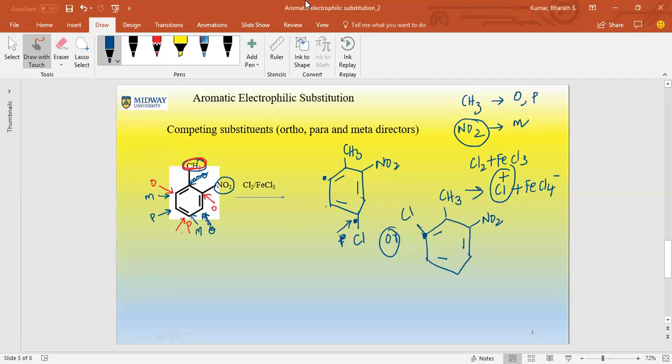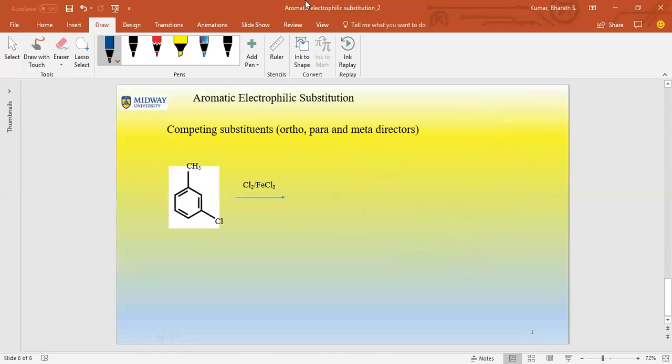Okay. So this is competing substituents, meaning if you have two substituents, then for the third, one of them wins the race. Okay, let's go try this again.